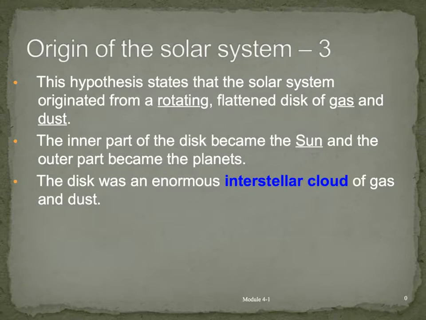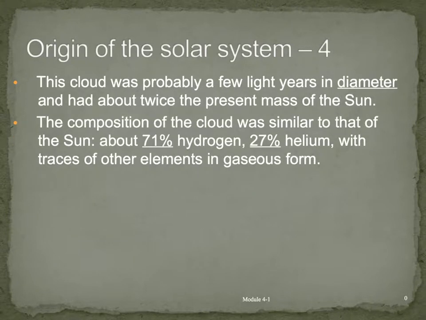Take a look at the word interstellar cloud. Inter means between, stel means star, so this is a cloud of gas found between stars. The cloud was estimated to be about a few light years in diameter. Remember, a light year is the distance light can travel in 1 year. It also had about twice the present mass of the Sun.